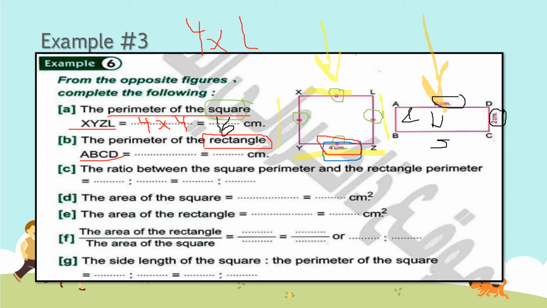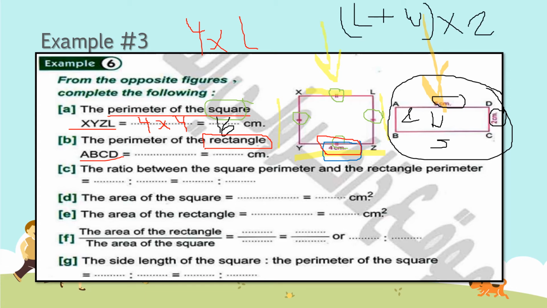So we need the perimeter, and we know the perimeter of the rectangle is length plus width, and both are multiplied by 2. So my length here is 5, and my width here is 2, and we're going to multiply the sum by 2. So 5 plus 2 is 7, times 2 is 14. So now we have the perimeter of the square, which is 16, and the perimeter of the rectangle, which is 14.